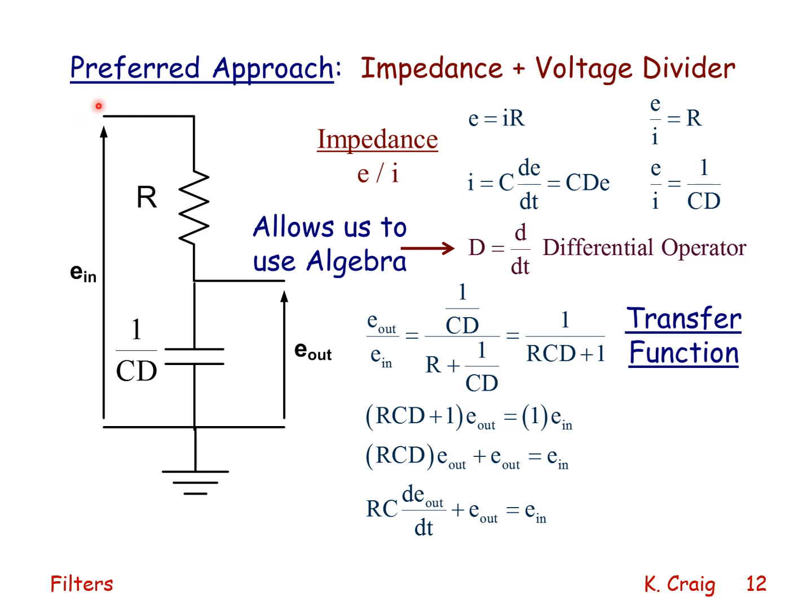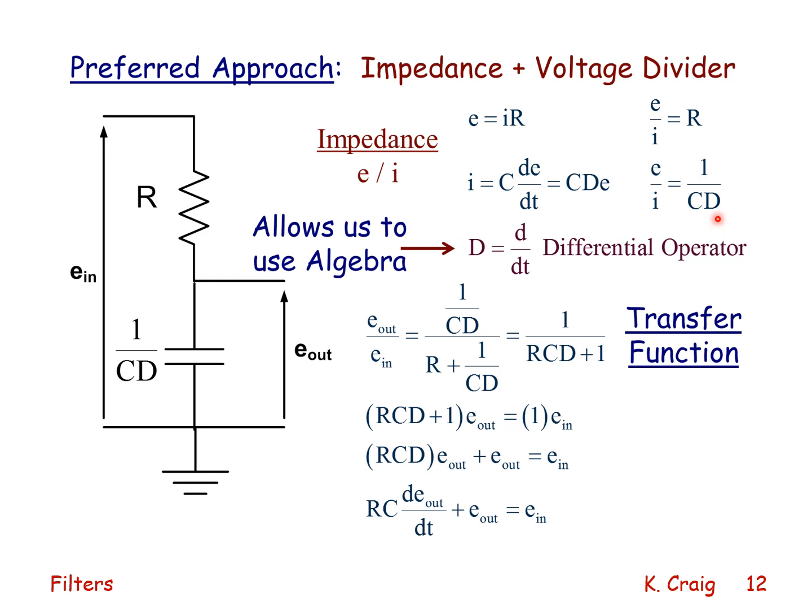A preferred approach to obtaining the differential equation by first obtaining the transfer function is to use the concept of impedance and the voltage divider. Impedance is voltage over current. For a resistor, voltage over current is the resistance. For a capacitor, voltage over current is 1 over CD, where D is the differential operator.